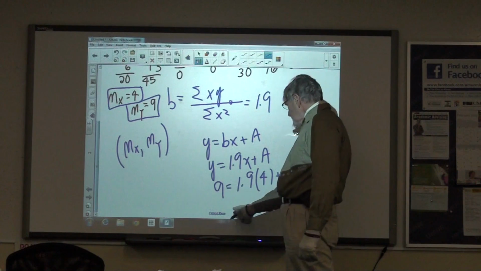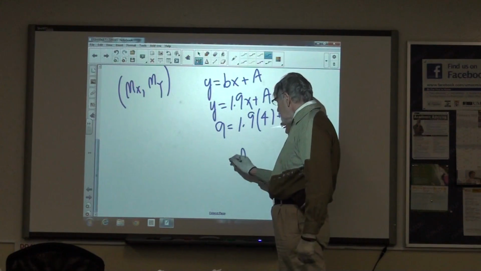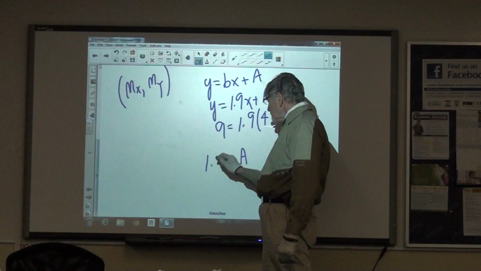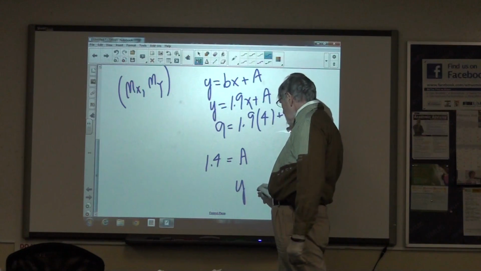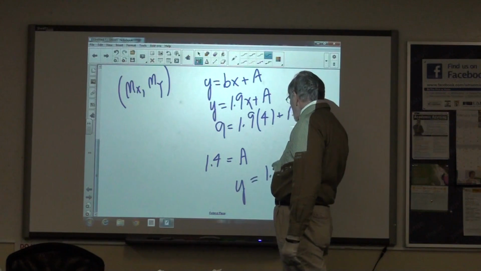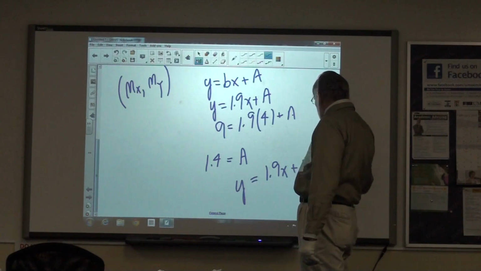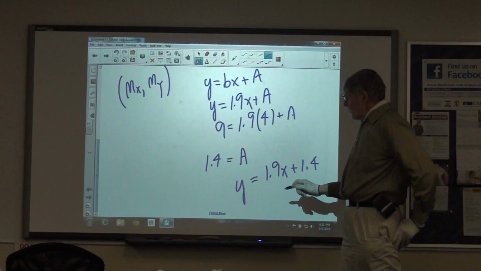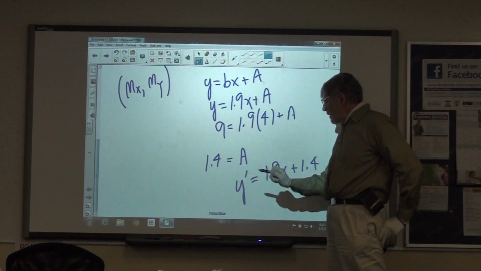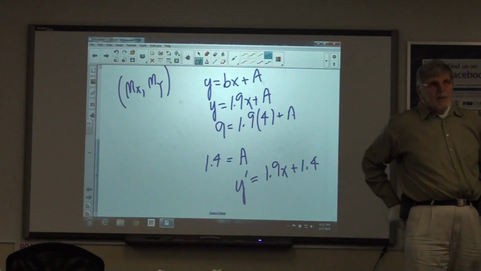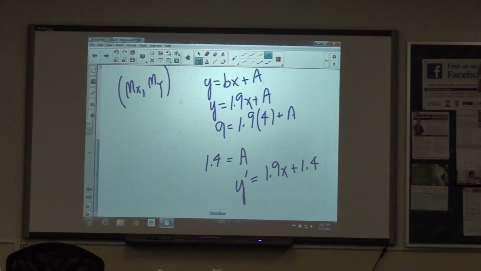That tells you that a is equal to what? 1.4. So we have the equation for the line of regression, y is equal to 1.9x plus 1.4. Only, we call points on the line of regression y prime. So we indicate that as a y prime.